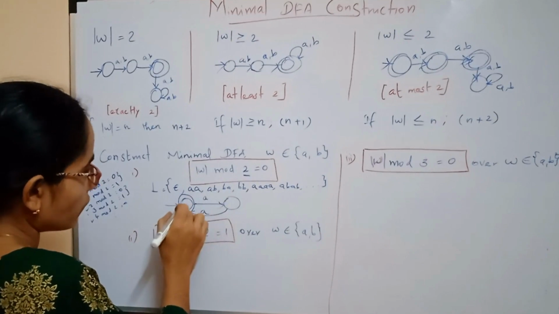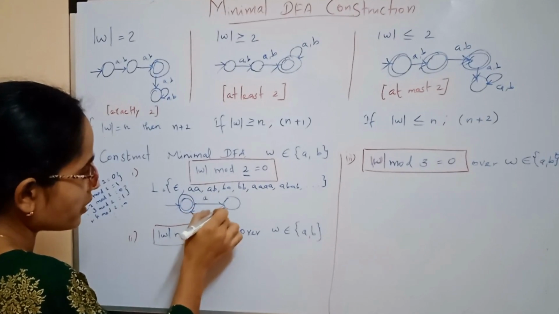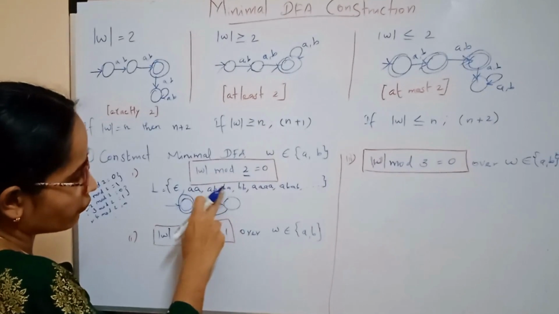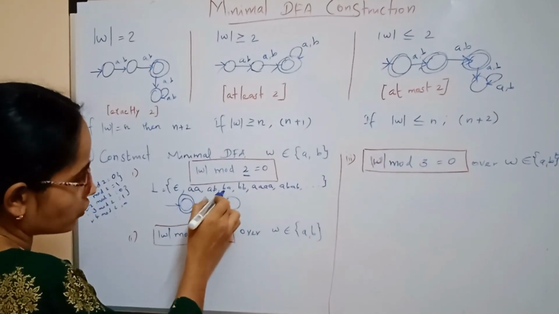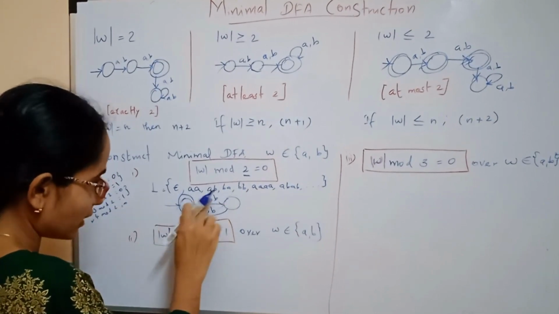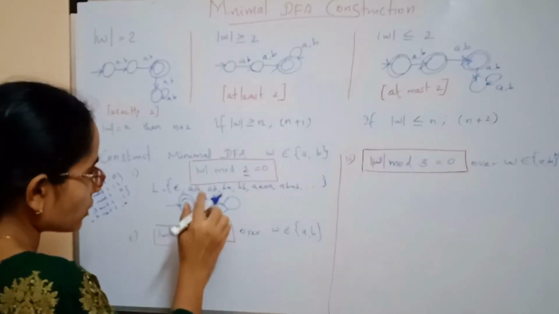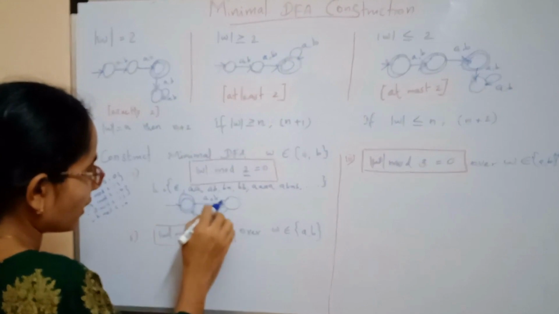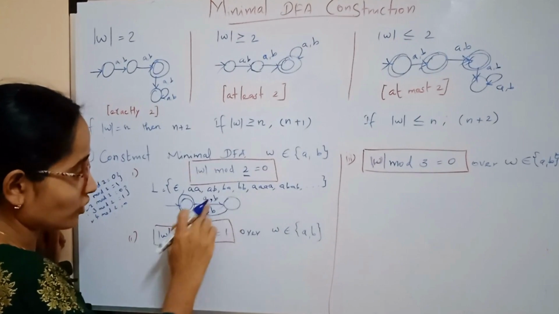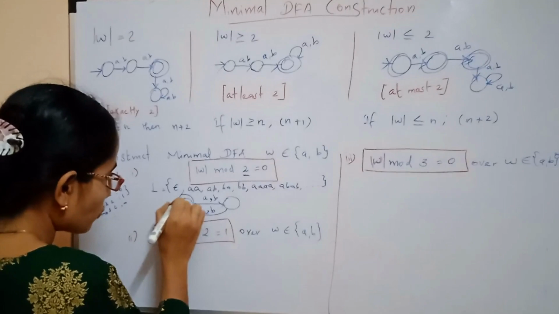And then AB. First you take the string A, and then the automata reads the symbol B. Then what about BA? B is the starting symbol, so the automata reads B, and then it reads A. Likewise BB. Whatever strings of this kind you have will be accepted by this automata. It will accept only the even.